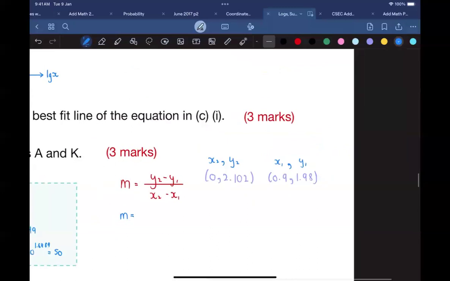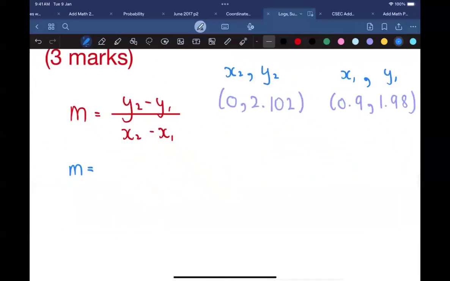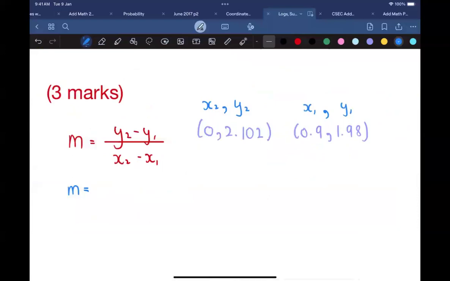Right, so the gradient here. Remind me, but I'm going to do that when we finish there, don't worry. So let me just plug it in now. Tell me what to write. y2 is 2.102 minus 1.98, all over 0 minus 0.9. Yeah, so plug that in. Ladies, I want one of you to plug that into the calculator and send it on the chat. Nicholas has to see the way. Who wants to volunteer?